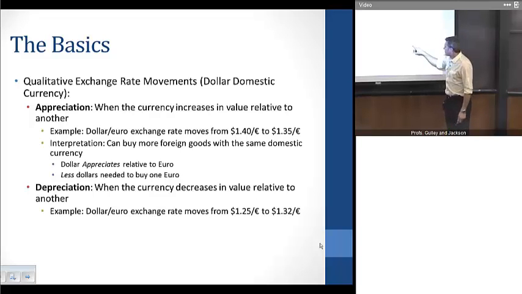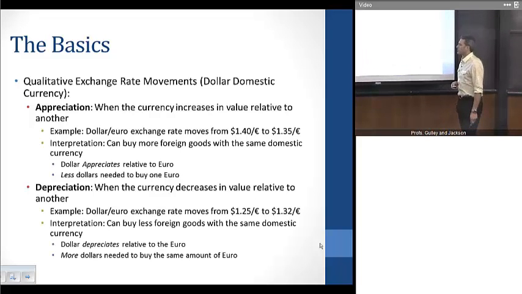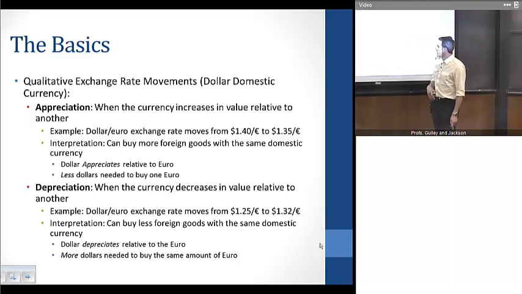Again, the interpretation is that it takes more U.S. dollars to buy the same amount of foreign currency and hence the same amount of foreign goods as it did before. So in that case, we say that the dollar depreciated relative to the euro. We buy less foreign goods than we did before if we're in the U.S. and we have dollars. And in particular, the interpretation then is that we need more dollars to be able to buy the same amount of euro-denominated goods as we had before.